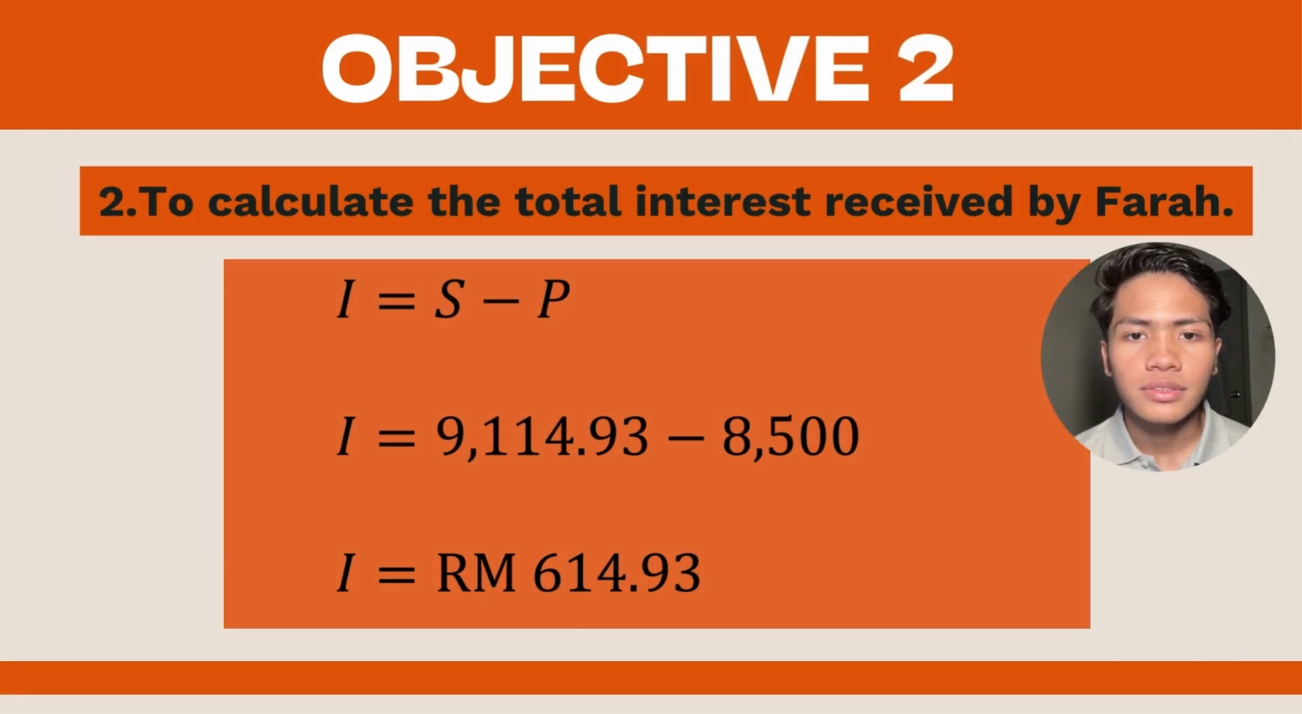The second objective is to calculate the total interest received by Farah. Therefore, to find the interest, we will use the formula I equal to S minus P. Then we will substitute S and P with the information that was given earlier, which means I equal to 9,114.93 minus 8,500, and the answer will be 640 ringgit 93 cents.